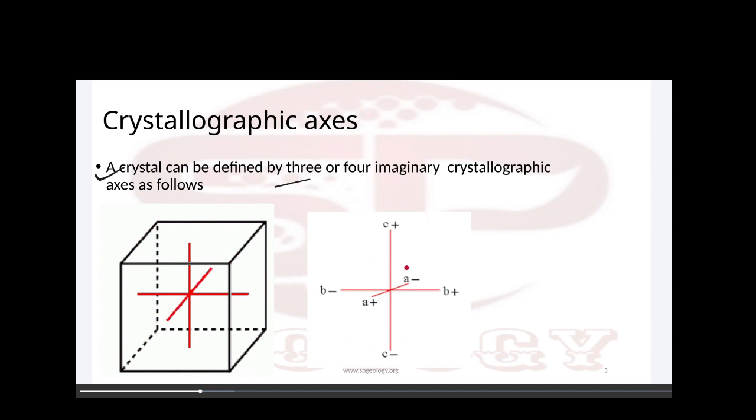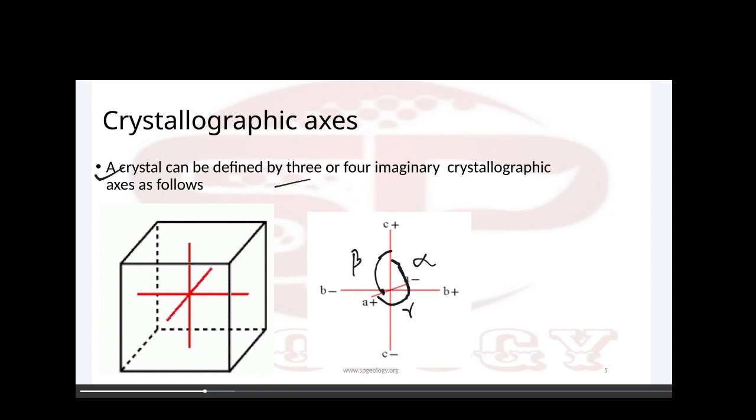So this is your positive B and positive C. This angle is called your alpha. Positive C and positive A, this angle is called your beta, and positive A and positive B, this angle is called your gamma. So there are three angles: alpha, beta, gamma.